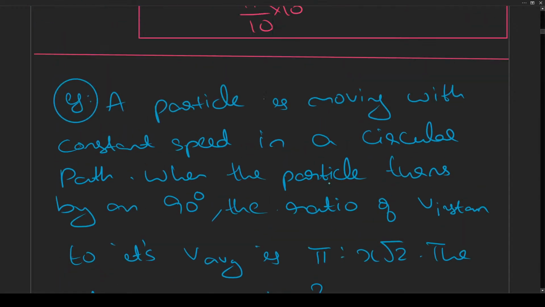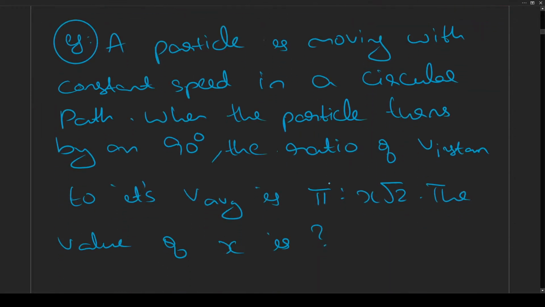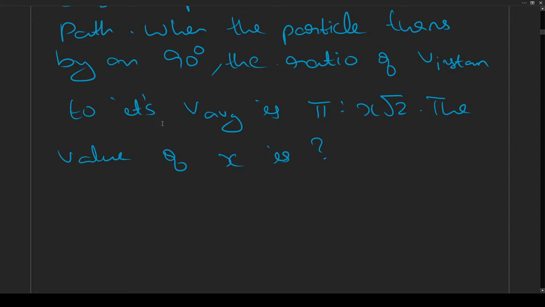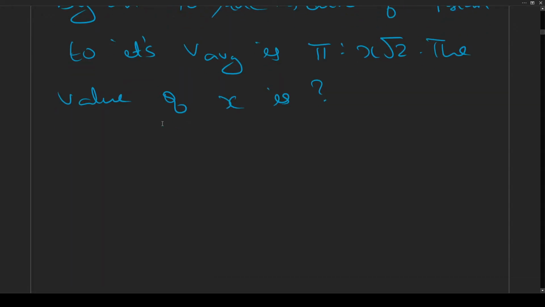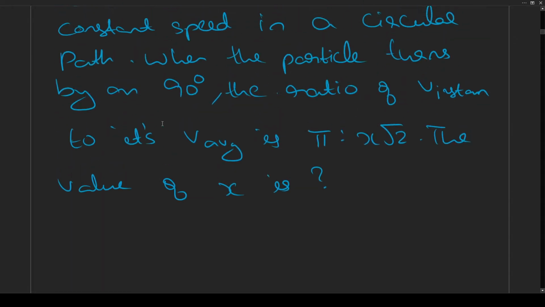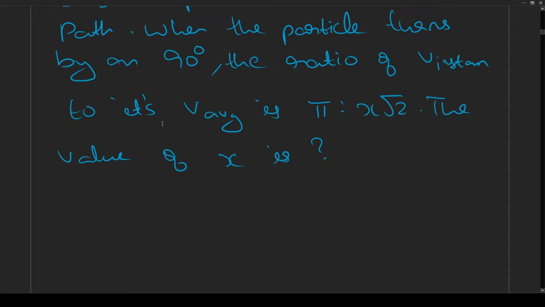Okay, no need for the options for this. They're saying a particle is moving with a constant speed in a circular motion. When the particle turns by 90 degrees, it's covering 1/4 of the circle. Then the ratio of its instantaneous velocity to its average velocity is π is to x root 2.